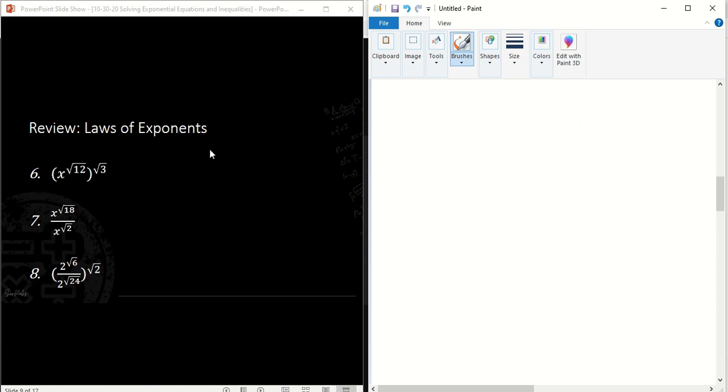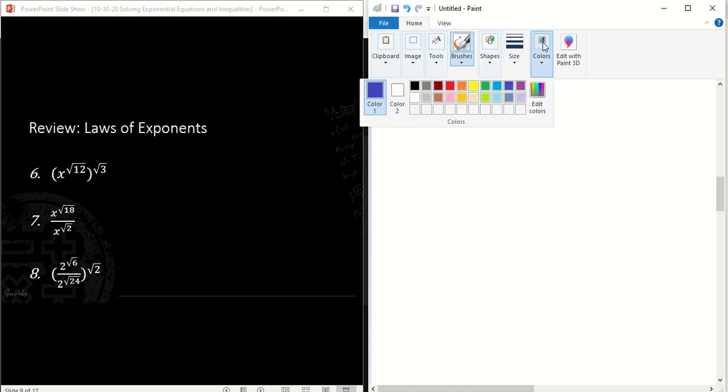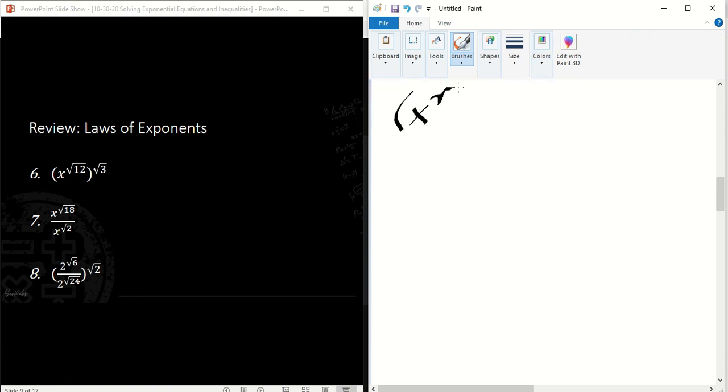Example 6. So, we have here quantity x square root of 12 raised to the square root of 3. So, kapag ganito naman, diba, dun sa ating video lesson, meron kang x to the m raised to the n power. Ang ginagawa natin is to multiply the exponent, x to the m times n. So, i-multiply natin yung dalawa. Pero hindi mo basta mamumultiply. Kailangan mo munang mag-factor, kailangan maging magkamukha para mamultiply.